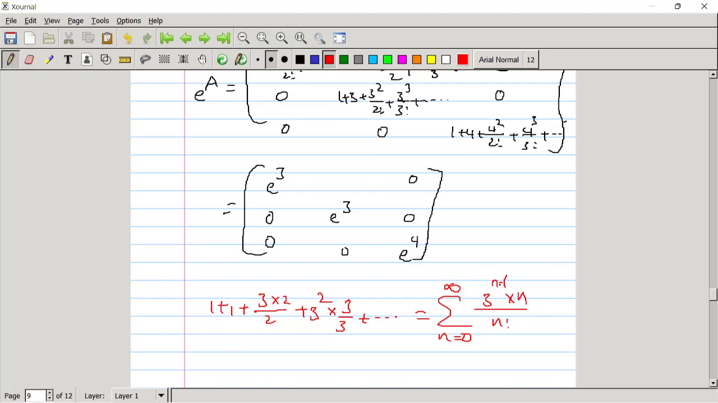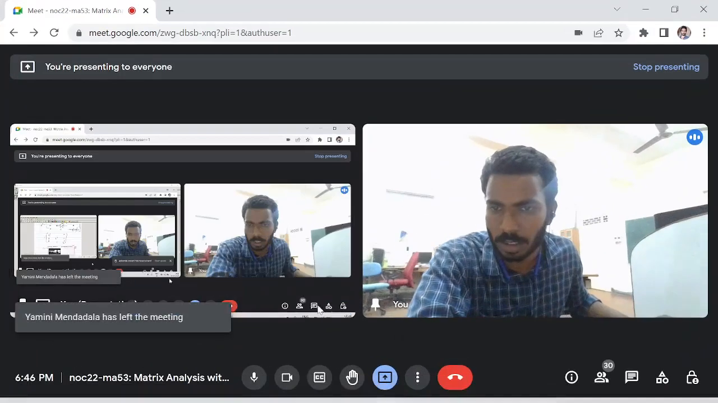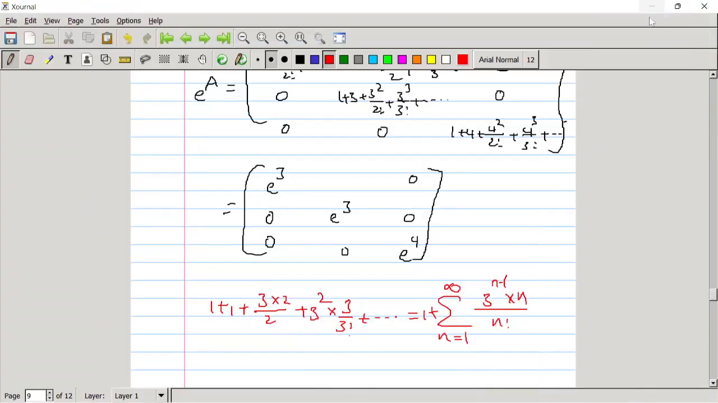For n equal to 1, we will get 1 divided by 1 factorial. For n equal to 2, 3 square, 3 into 2 divided by 2, yeah, okay, here it should be 3 factorial. Yes, somebody is raising the hand or they are leaving. I'm getting some sound. Okay, they are leaving.